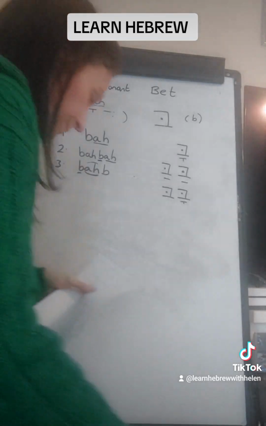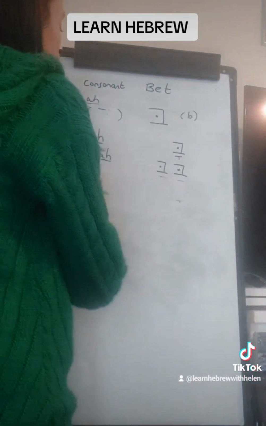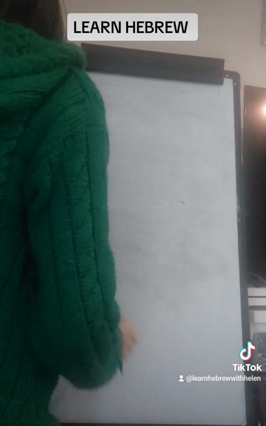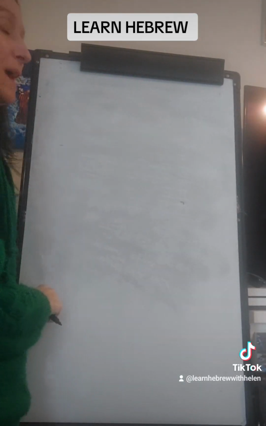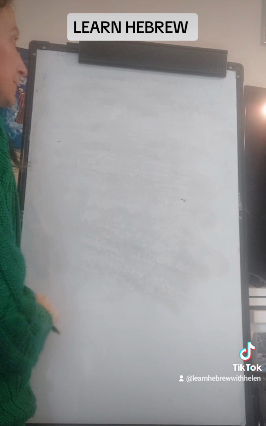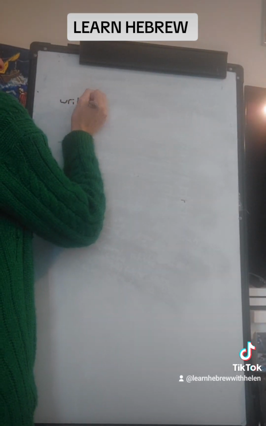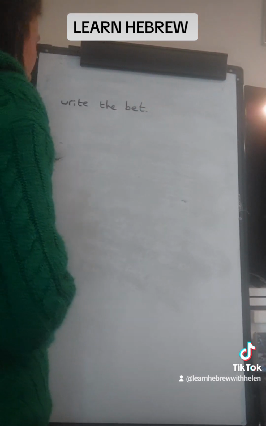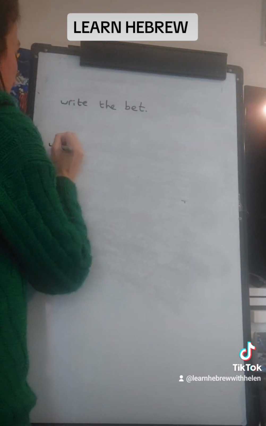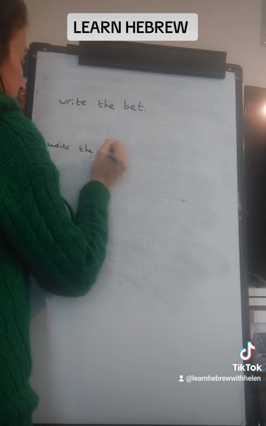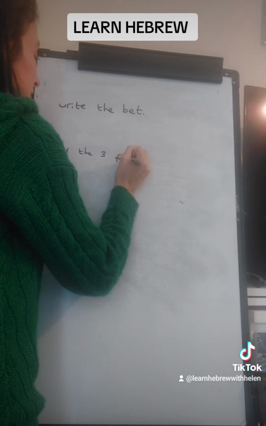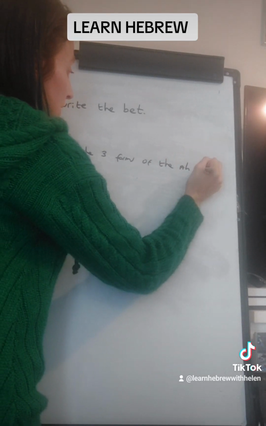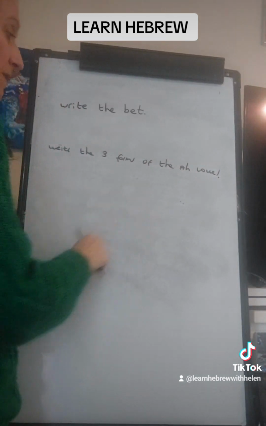Okay, and now I'm just going to do one little quick test to finish on what we've learned. Can you write for me the Bet, the consonant Bet? So that's what I want you to do. Write the Bet. And then lastly, I want you to write the three forms of the A vowel. The three symbols.